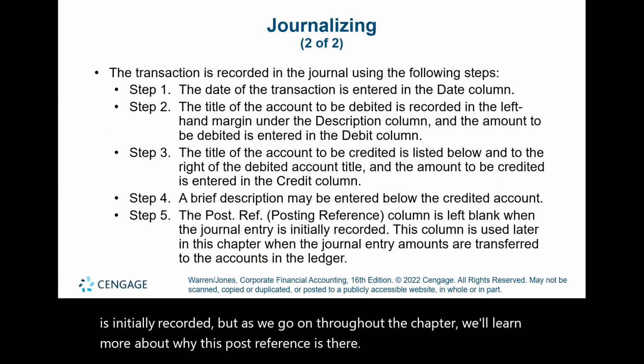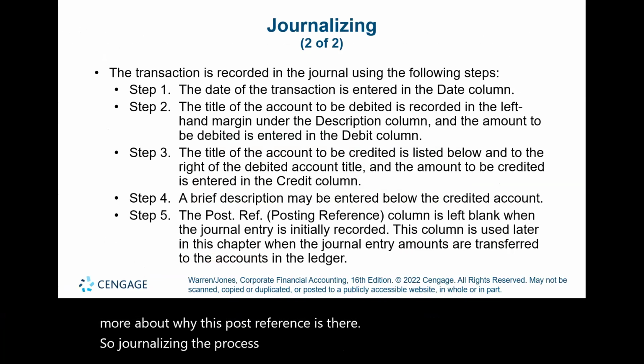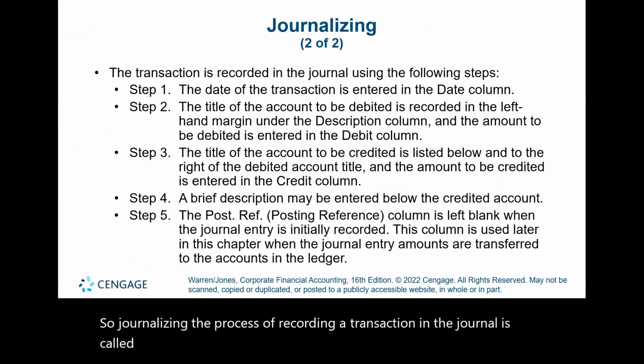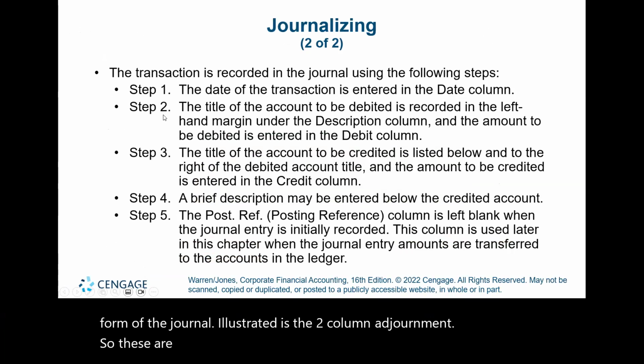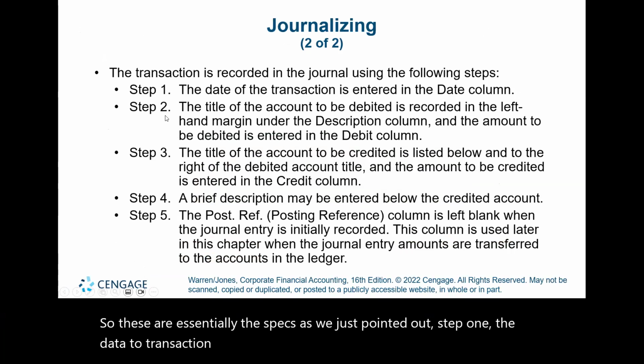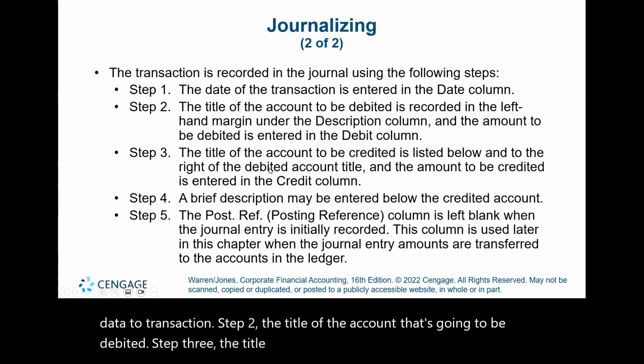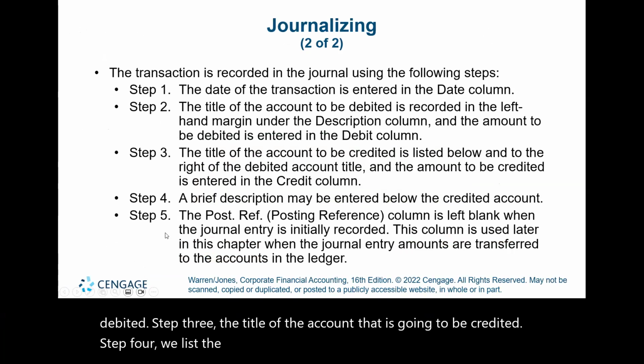So journalizing. The process of recording a transaction in the journal is called journalizing. The entry in the journal is called a journal entry, and the form of the journal illustrated is the 2-column journal. So these are essentially the steps as we just pointed out. Step 1, the date of the transaction. Step 2, the title of the account that's going to be debited. Step 3, the title of the account that is going to be credited. Step 4, we list a brief description. In step 5, the posting reference column.